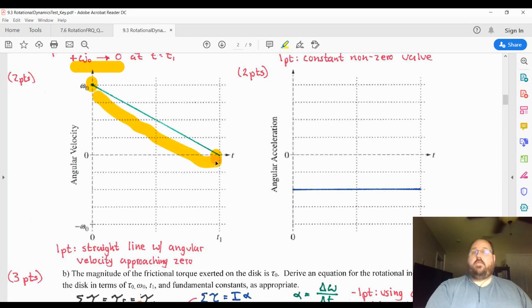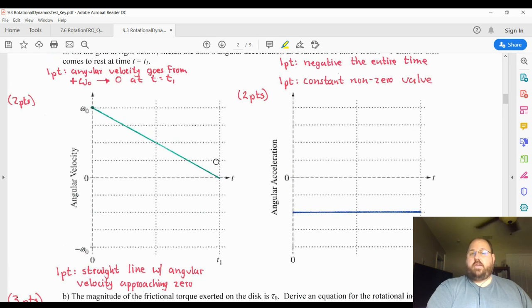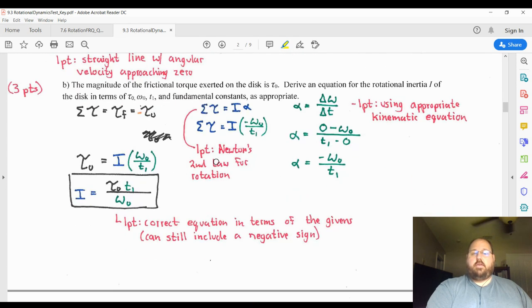that's supposed to be a curve. If you drew a curve, you get the first point, but not the second point. The first point is basically starting and ending at the correct spots. The second point is for the correct shape. All right, so those are the graphs.